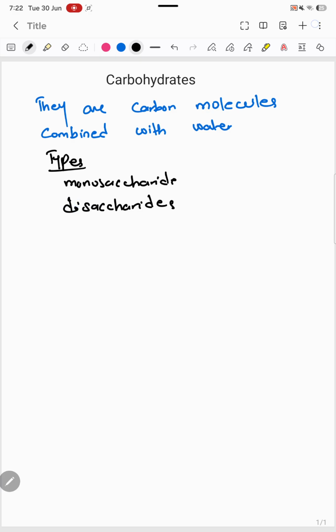So our topic today is about carbohydrates. What are carbohydrates? Carbohydrates are carbon molecules combined with water. There are basically three types of carbohydrates in AQA biology. They are the monosaccharides, disaccharides, and polysaccharides. So first we will go through the monosaccharides.